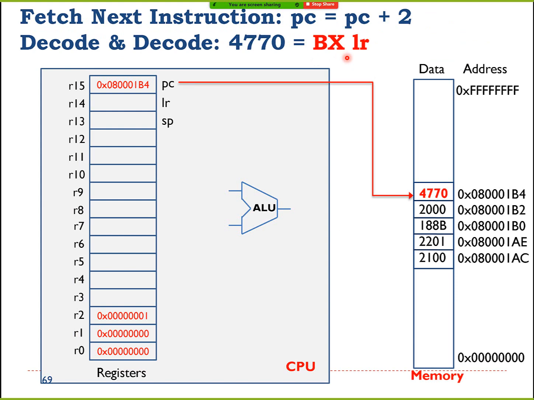Any questions here? So this is a very basic example of how we run our CPU and get some instructions from the memory and execute them.